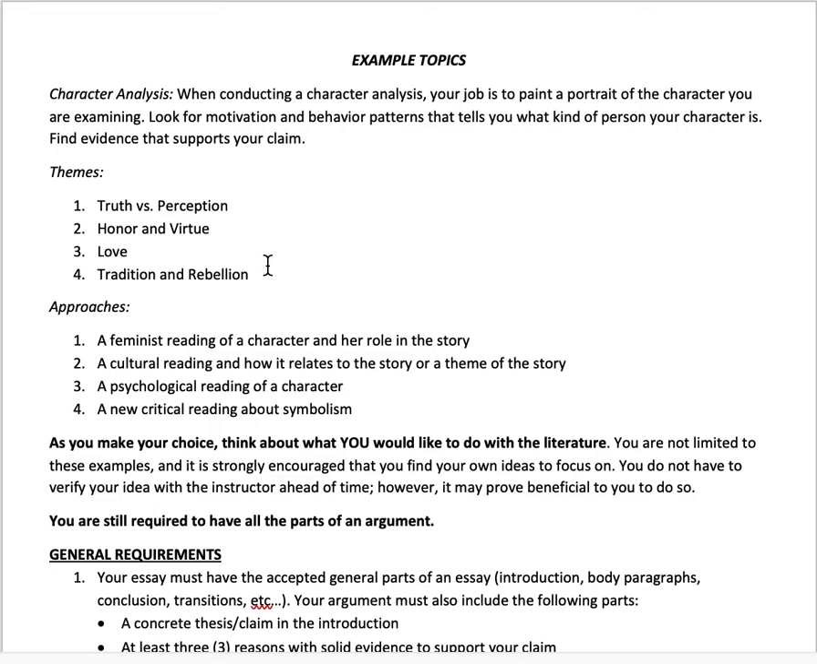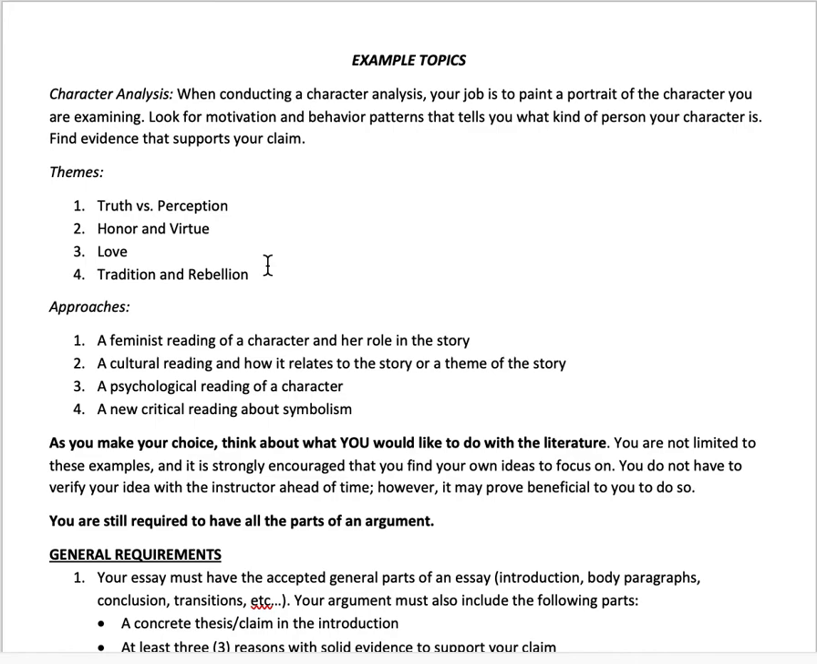So some examples just to get your ideas flowing. If you choose to do a character analysis, your job is to paint the portrait of what that character is. So look again at motivation or behavior patterns that tell you about that character. You're going to need to pull in evidence from the story in the form of quotes which show those characteristics.